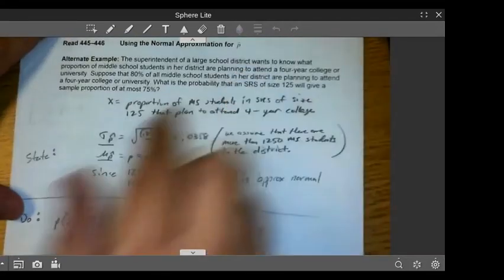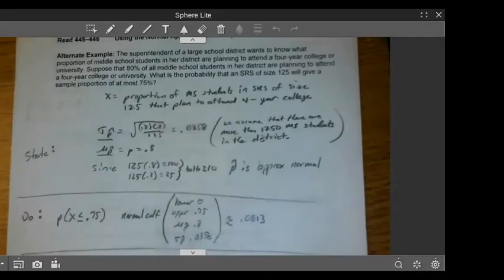Superintendent of a large school wants to know the proportion of middle school students in her district planning to attend a four-year college or university. Suppose that 80% of all middle school students in her district are planning to attend. What is the probability that an SRS the size of 125 will give a sample proportion of at most 75%?